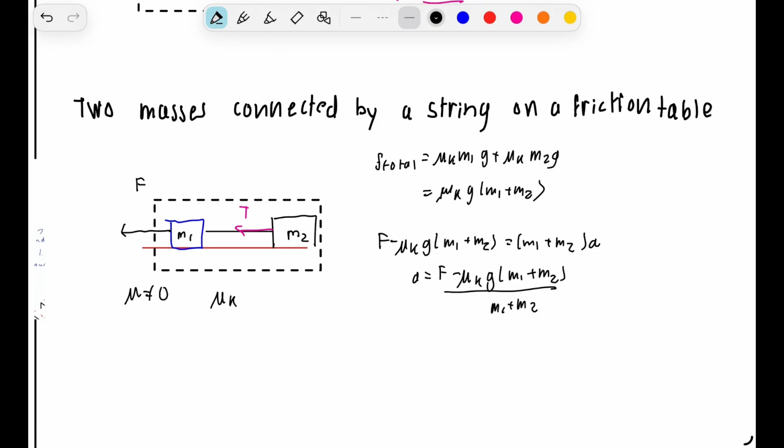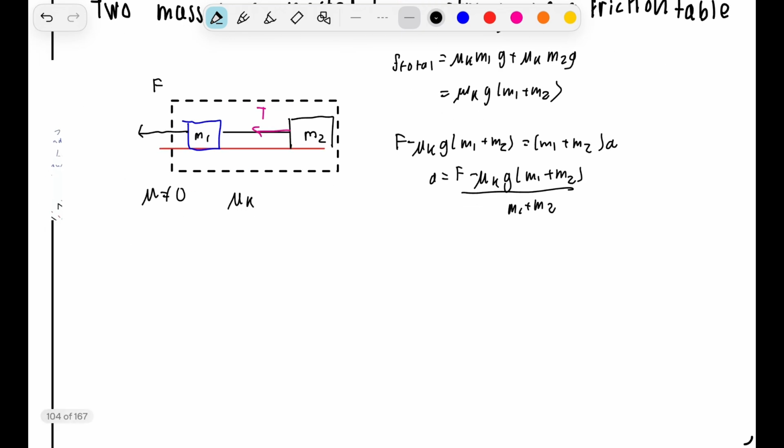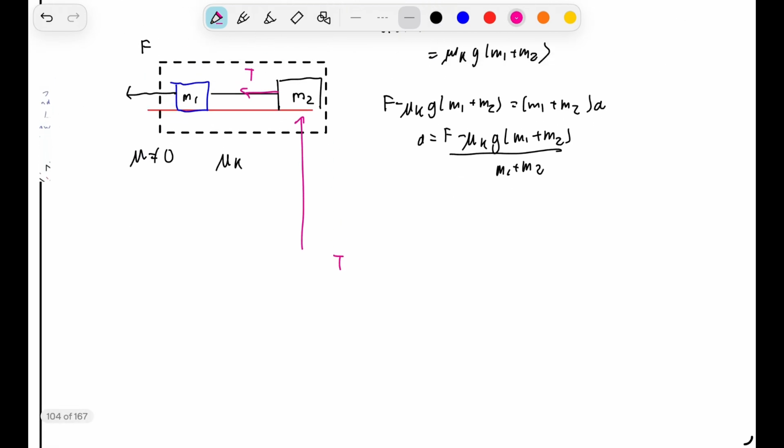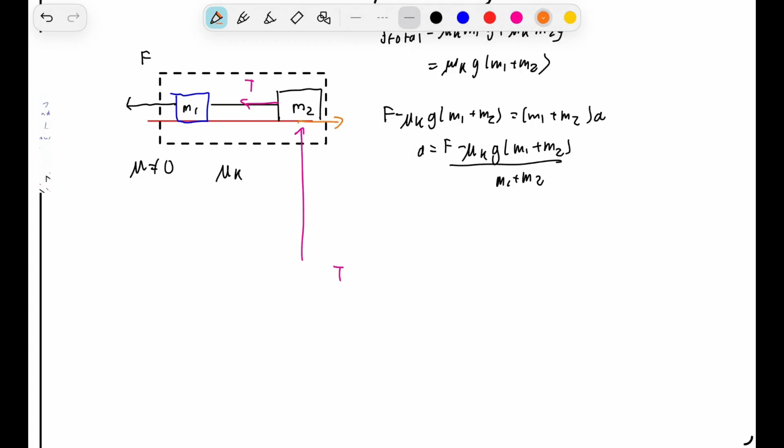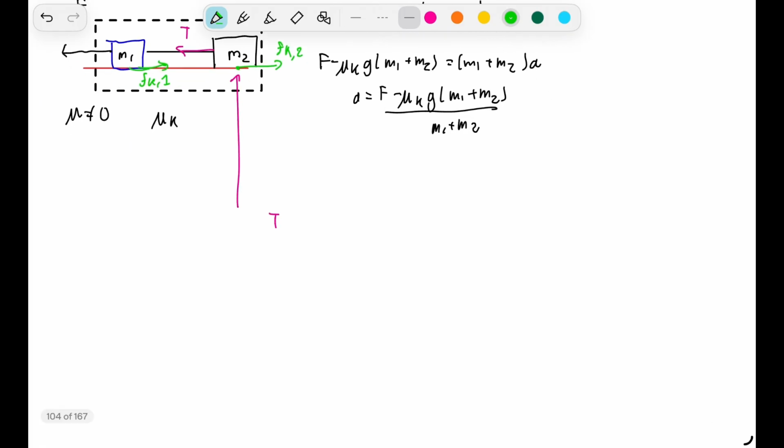So if we look at M2 specifically, we can see that we have a tension that is going to be forward, and on the point of contact on the floor, you're going to have a force of kinetic friction, just like we had over here. It's FK2, and then this is going to be FK1. So FK2 is backwards. Now, if we do Newton's second law for this object, we have T minus mu k M2 G is equal to M2 A. Tension is equal to M2 A plus mu k M2 G.